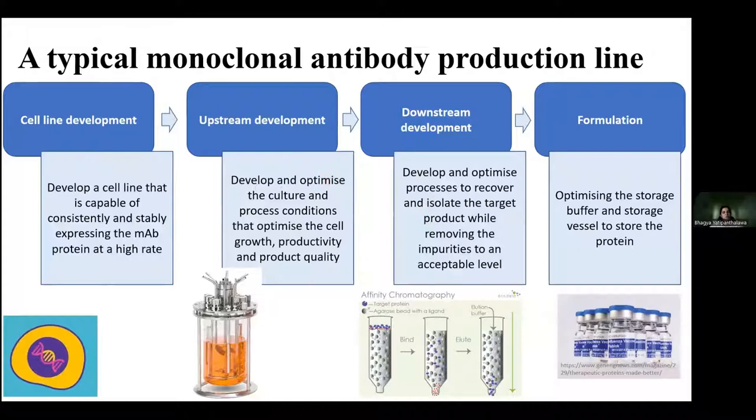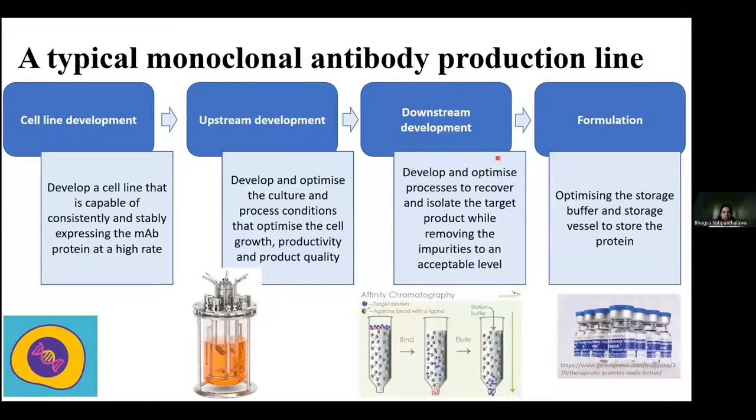Here, the target is to develop and optimize the conditions to optimize the cell growth and productivity while maintaining a suitable product quality. So this may involve working around the media composition, temperature, pH, agitation rates, and different types of things to optimize the mammalian cell growth and their production.